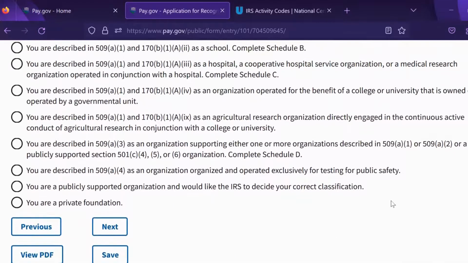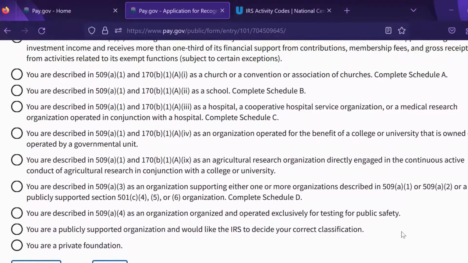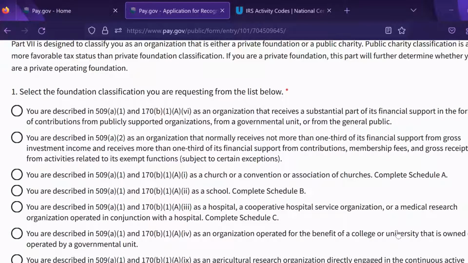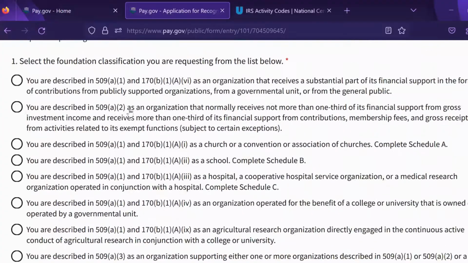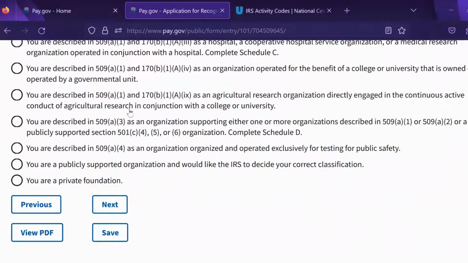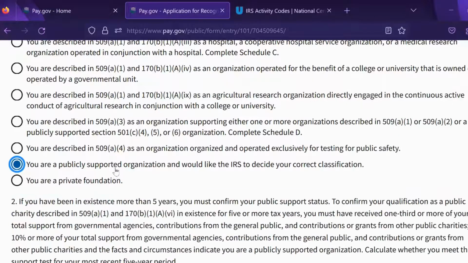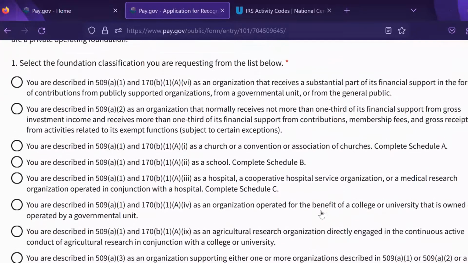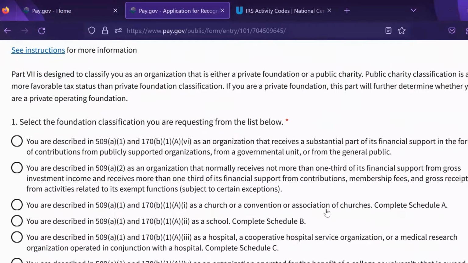Okay, so we're applying for the 501(c)(3). So if you do not see your status here, then I would suggest that you select this box: you are a publicly supported organization and would like the IRS to decide your correct classification. Okay, because on this page, I do not see 501(c)(3), so we are going to let the IRS determine that information for us.